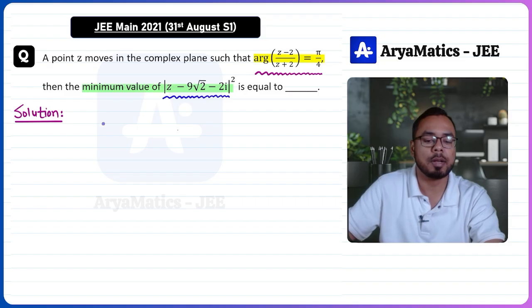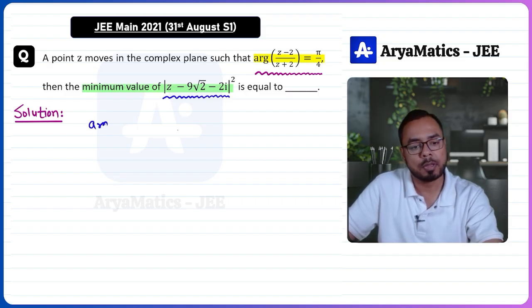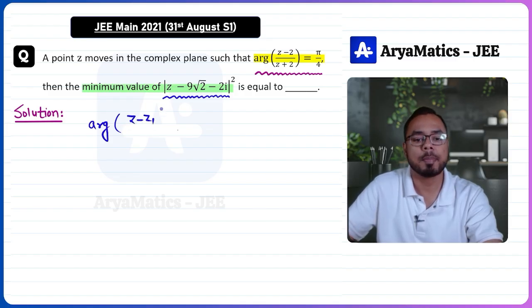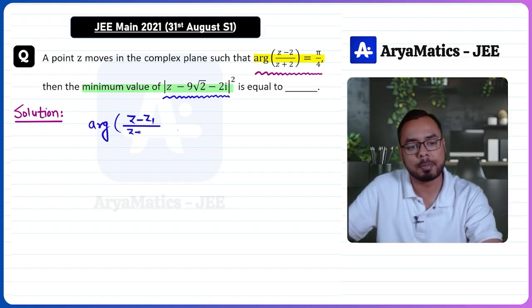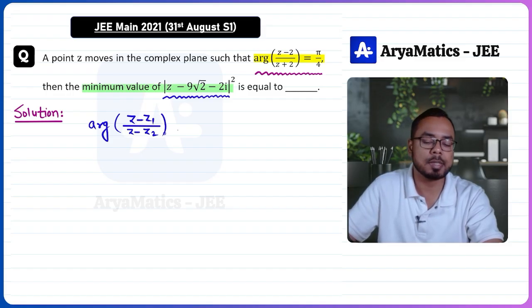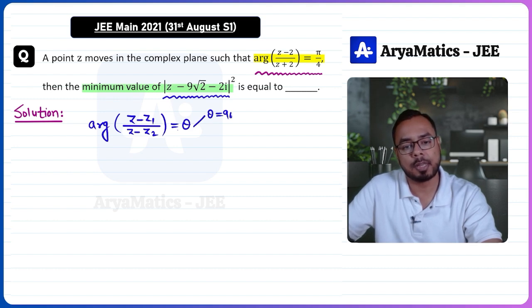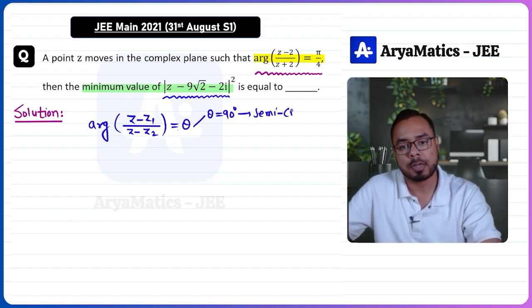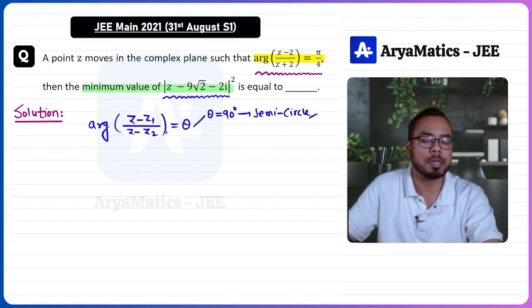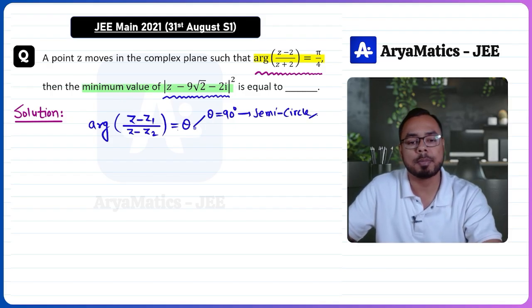Now, before we attempt this problem, there is one important concept that you must know. If I have an equation of this form, argument of (z minus z1) divided by (z minus z2), where z1 and z2 are two fixed complex numbers and z is a variable complex number, equals theta, then there are three possibilities. One possibility is that theta is 90 degree. In this case, it will represent a semicircle.